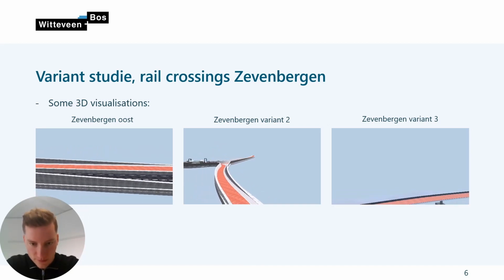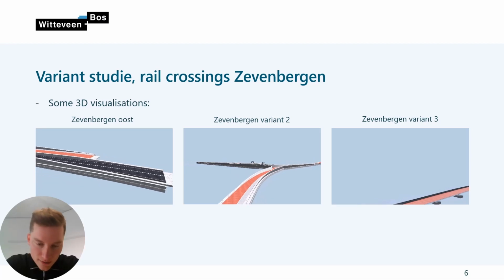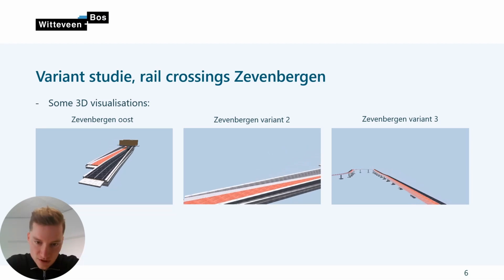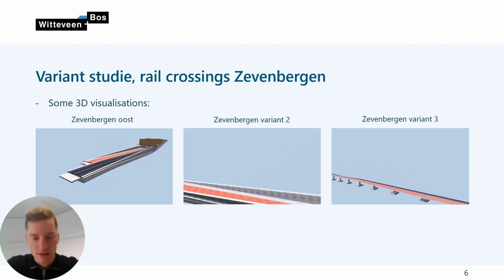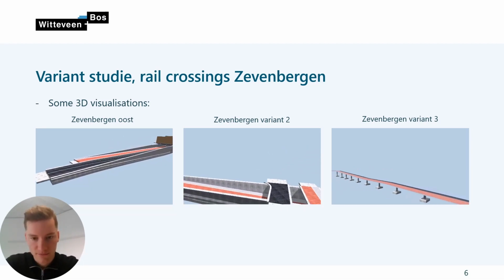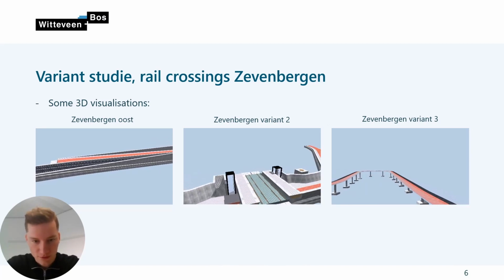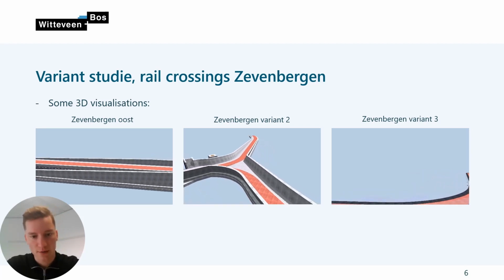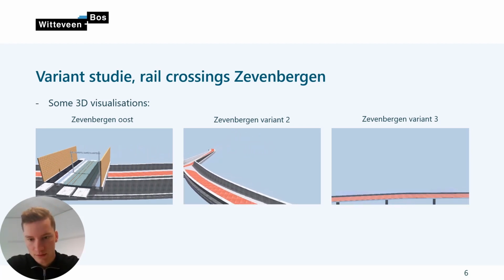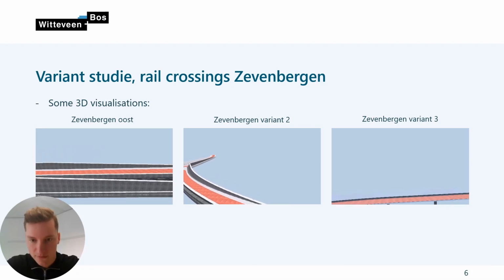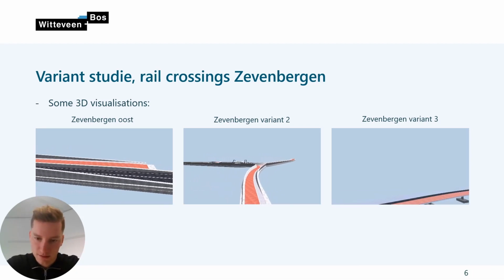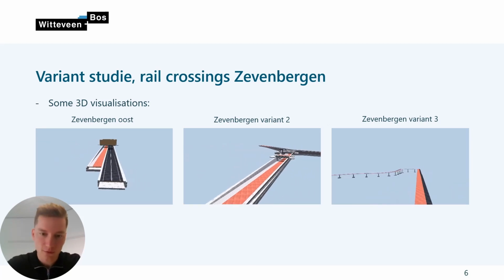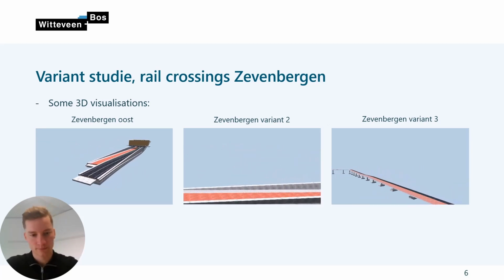We have also variant 2, that's a Y kind of construction with some bridges at the station and a railway crossing the dive under. Also we had a variation for the accesses to the rail station. And we have Zevenberger variant 3, and that was the bridge design. So we had multiple options and multiple variants.